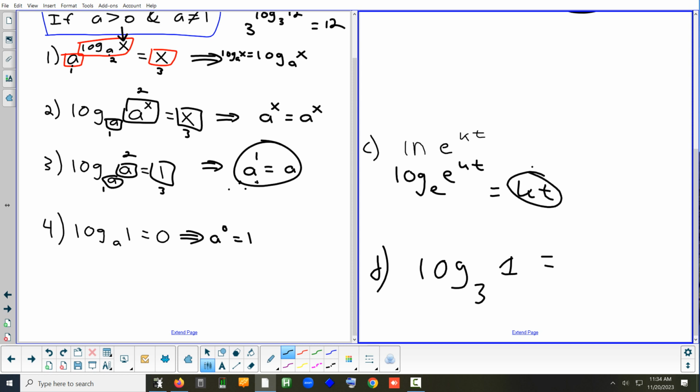Doesn't matter what the base is. Anytime you take the log of 1, the answer is always 0. Any question on that? Those are just some special properties.